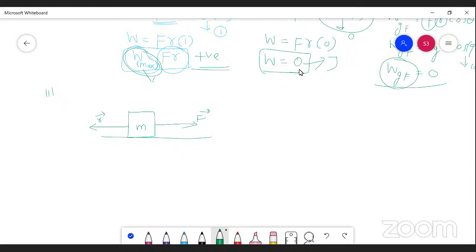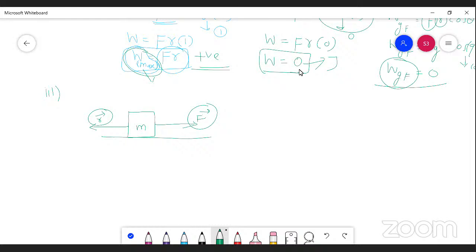Third case, the same situation: an object of mass M is placed on the smooth horizontal surface. I apply a force acting on the body towards the right, but the body displaces in the opposite direction, the left side. Then what is the work done by a constant force acting on your body? Here the force is acting on your body. How do we measure the work done by a constant force?